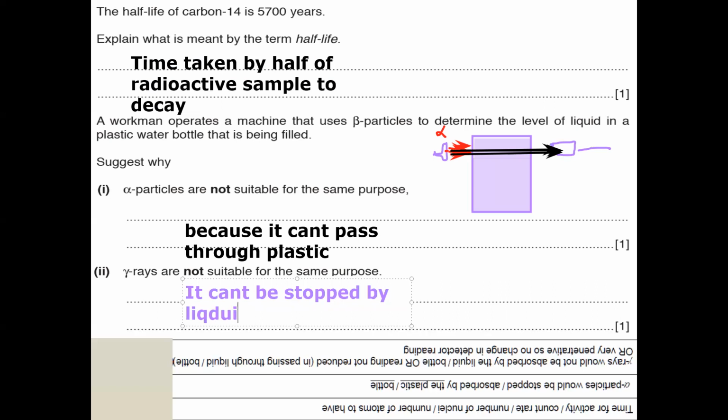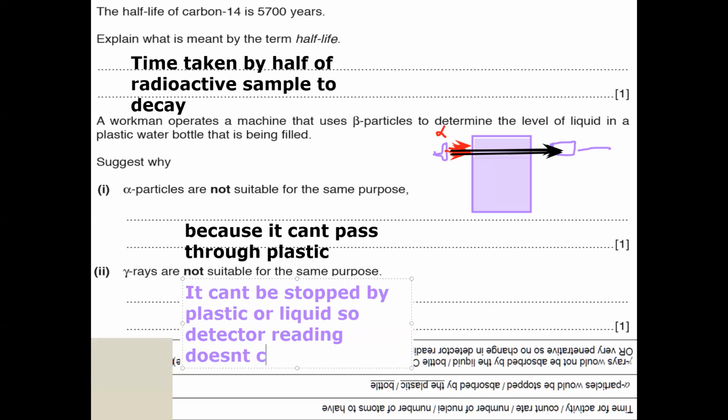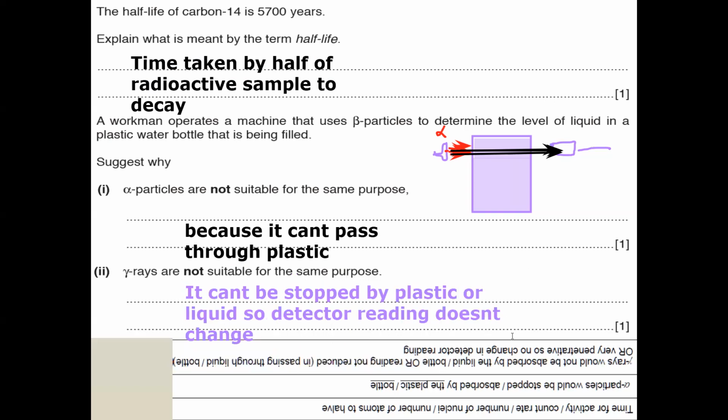So as a result, it cannot be stopped by the plastic or the liquid. So the detector reading does not change. If we are using alpha, then it is not suitable because it cannot pass. If we are using gamma, it's also not suitable because it will pass at any level, and it will continue to pass. So the most appropriate source in this example is beta.